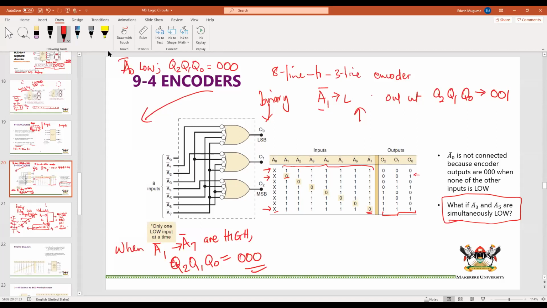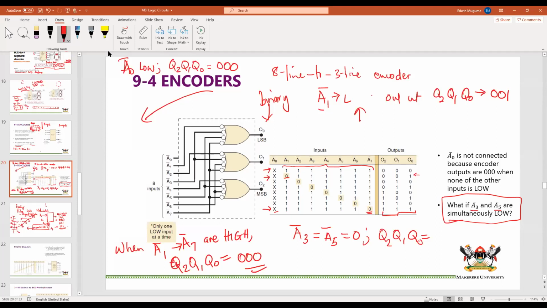Okay. Now, the question might arise, what if A3 and A5 are simultaneously low? This can happen because of issues within the circuit. It might force more than one input to go low. If you have more than one input low, or in their active state, then you have a problem. Let us look at this case. If A3 is equal to A5 is equal to 0, what happens to Q2, Q1, Q0?